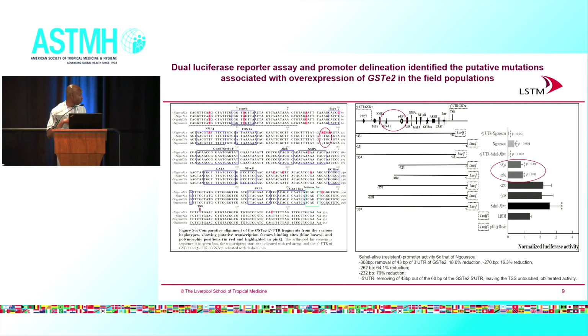Likewise, when we remove the 5' UTR 60 nucleotides, leaving only 43 nucleotides out of the 60 from the 5' UTR of GSTE2 and leaving the transcriptional start site intact, we saw the promoter activity become completely obliterated.